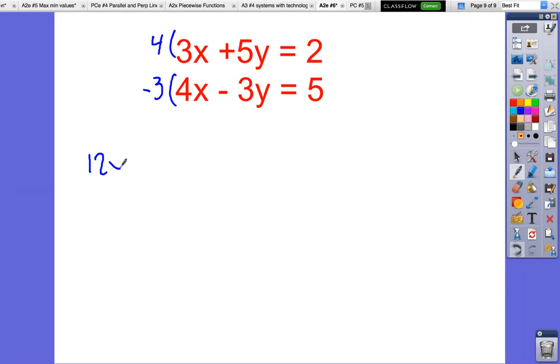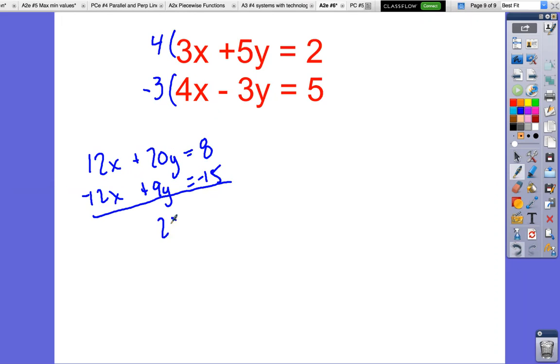So I've got 12x plus 20y equals 8. Down here at the bottom, negative 12x plus 9y equals negative 15. Those will cancel, so I've got 29y equals negative 7. So y is negative 7 over 29. Now, I did this on purpose, so please watch. On your homework, on any assessment, it's not going to be this ugly. But I have seen something like this on the SAT and the ACT.